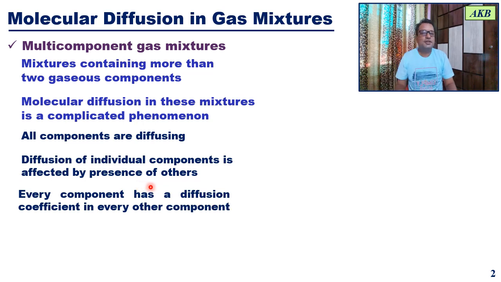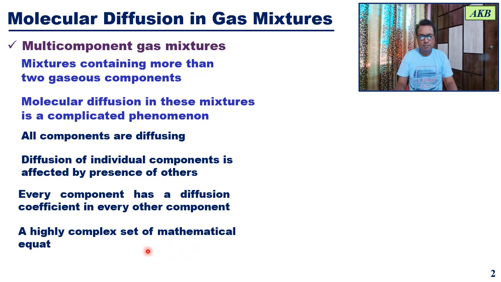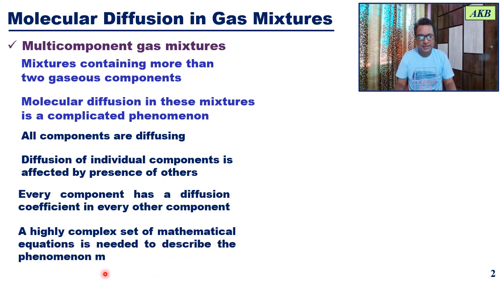Since every component is diffusing, every component will have its diffusion coefficient. Or to be more correct, every component is going to have a diffusion coefficient in every other component. I'll discuss one example which may help you understand what I have written over here. Every component has a diffusion coefficient in every other component. This is the fact. Okay? A highly complex set of mathematical equations is needed to describe the phenomenon mathematically. So when you have such complications, we will need complex mathematical equations to describe the process mathematically.